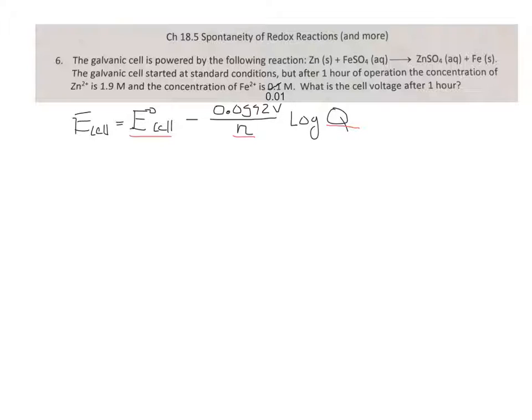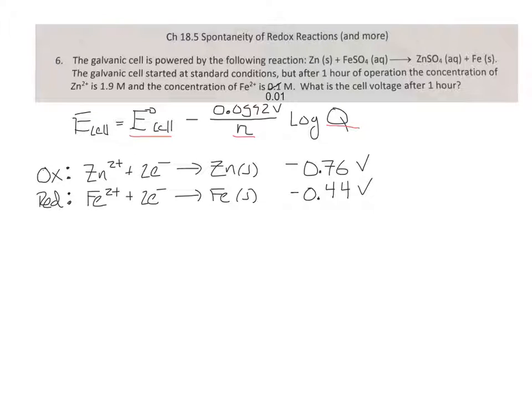So let's start by calculating E cell naught for this reaction. Based on the information given in the problem, we can see that zinc solid is being oxidized and iron is being reduced. So here I've written the two half reactions that are going to occur in this cell, and I've labeled them as oxidation and reduction reactions, even though I've written them both as reduction reactions. And this is consistent with the way we calculate E cell for a net redox reaction.